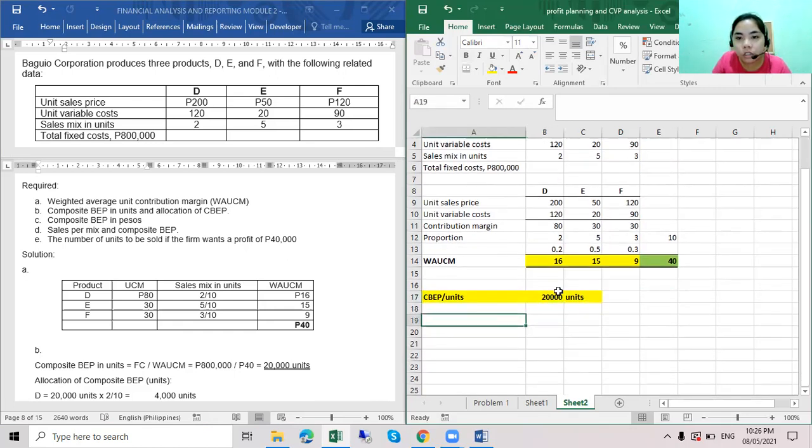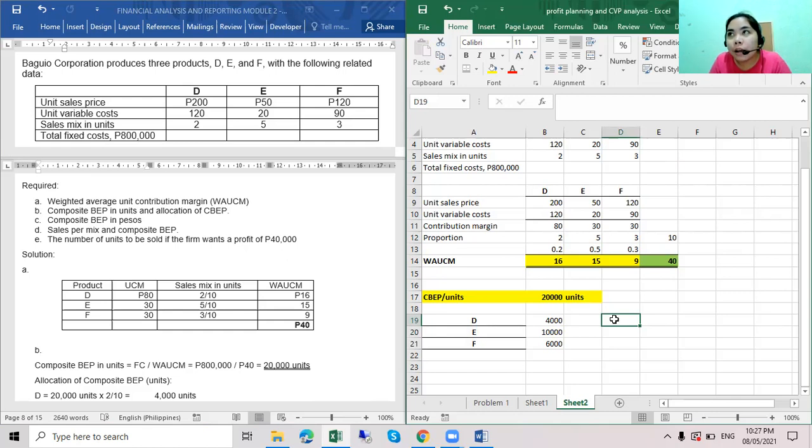Then, allocation niya. So, allocation, so DEF, it's 20,000 times ang iya nga ratio and ang proportion niya class, that's 20%. Kay E is 50% and kay F is 30%. Okay. So, composite break-even point in units, si company makaproduce si Baguio Corporation 20,000 units, break-even siya.